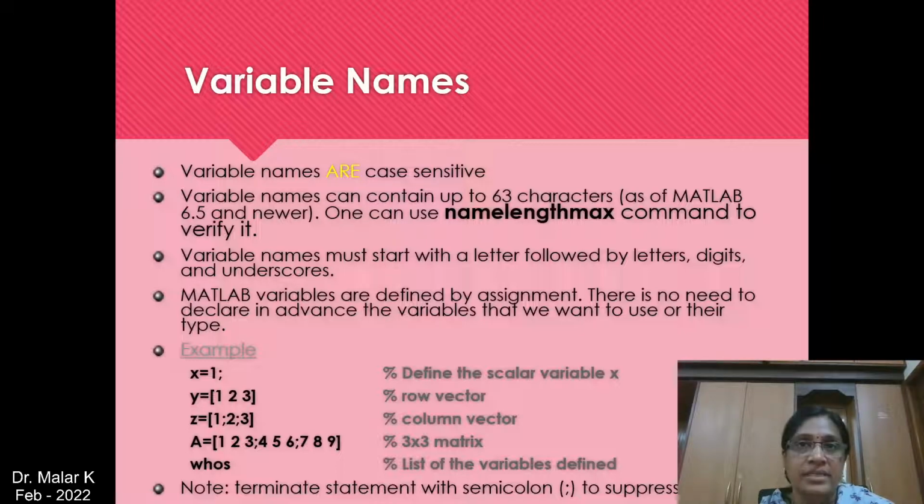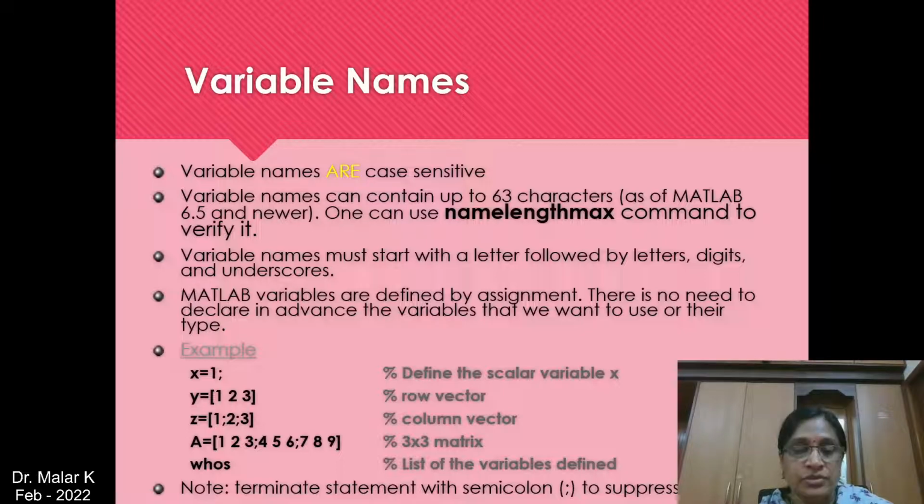We have a matrix, A is equal to [1 2 3; ...]. This is a 3 by 3 matrix, because the first row is 1, 2, 3. The semicolon means we go to the next row.